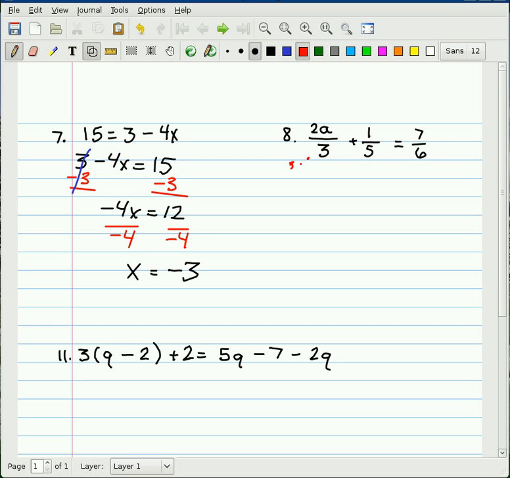And when I do that, I get 20a plus 6 equals 35. Now this is a simple two-step equation. To undo a plus 6, we do minus 6 to both sides.